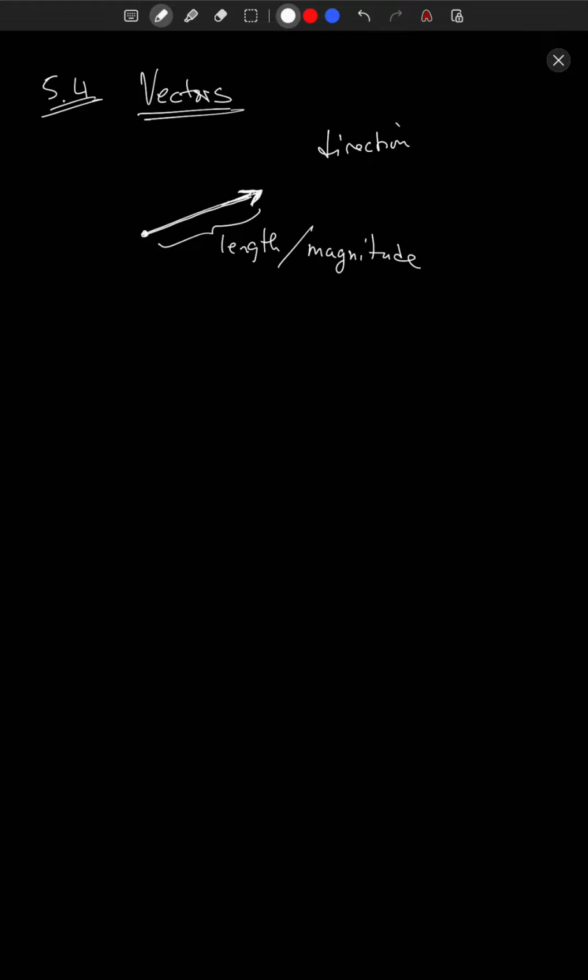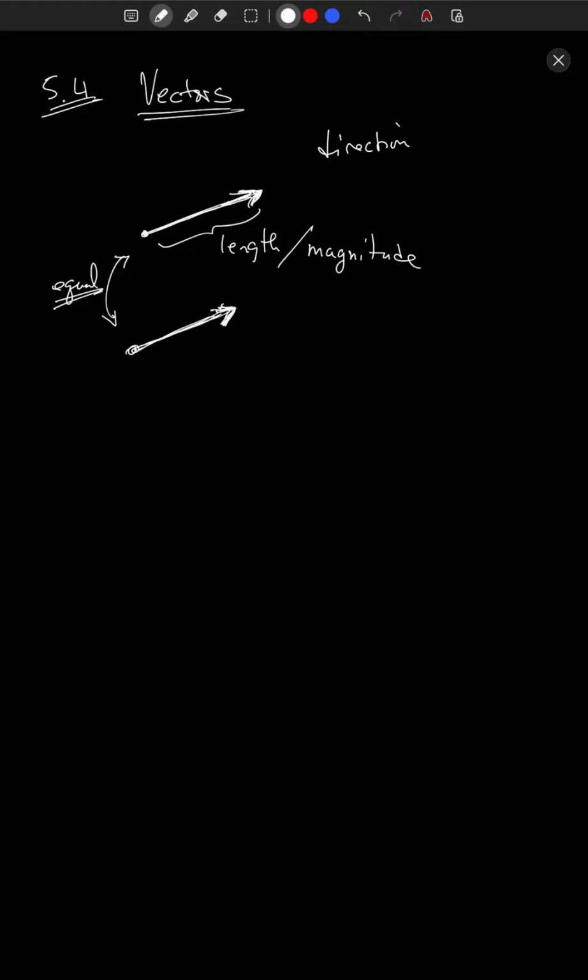If I draw another arrow that has the same length and is pointing in exactly the same direction, then those two vectors are literally the same. They're considered the same mathematically, even though I'm drawing them in different places. So for example, if I draw another vector right here, it has the same length, it's pointing in exactly the same direction, these two are equal. So the positioning of your vector, where you place your vector, is irrelevant when it comes to the actual vector itself.